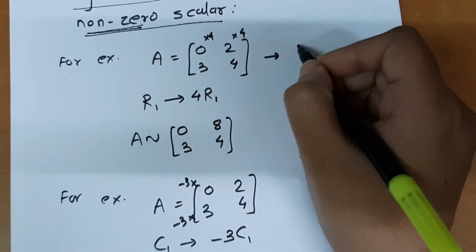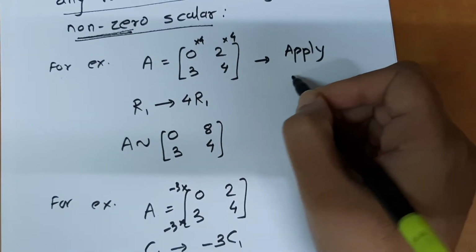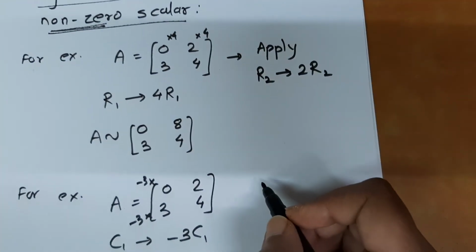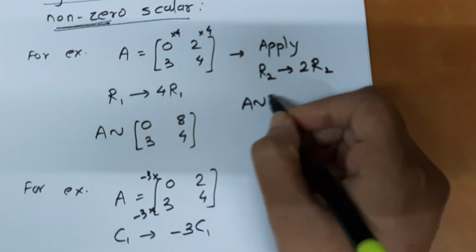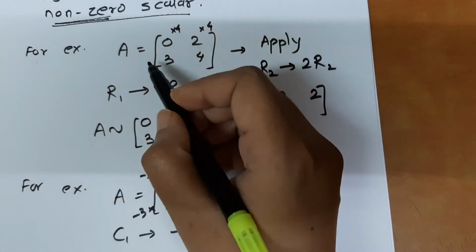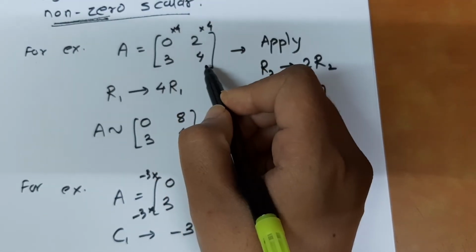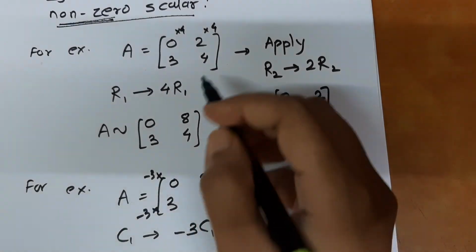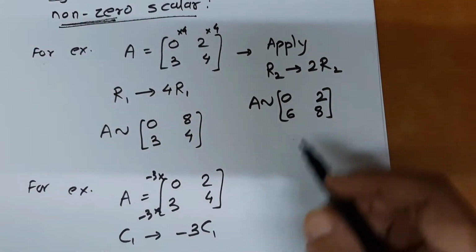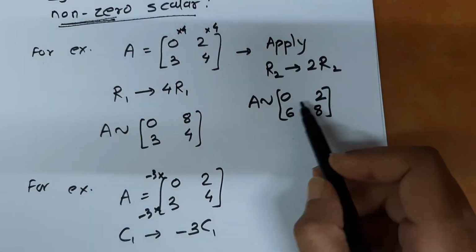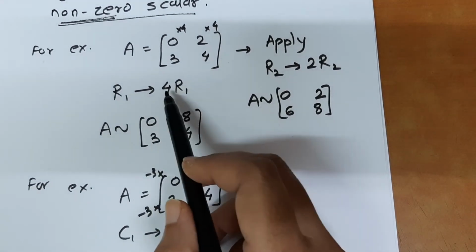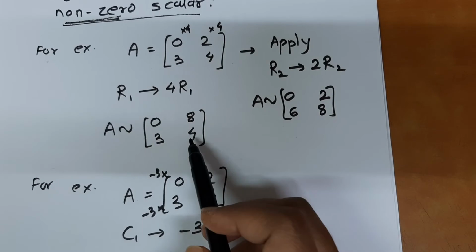Similarly, for the next one, apply another transformation. Suppose R2 changes to 2R2. How can we solve this? The first row 0 2 remains as it is, and R2 changed to 2R2 means multiply the second row by 2. So 3 twos are 6 and 4 twos are 8. In this case we have kept the first row R1 as it is, whereas in the earlier example with 4R1 we kept the second row as it is.